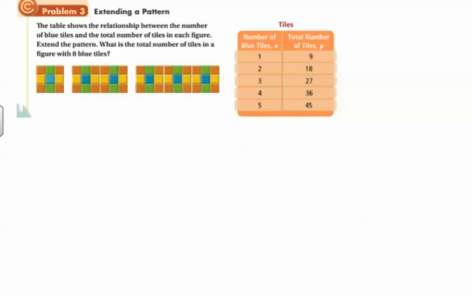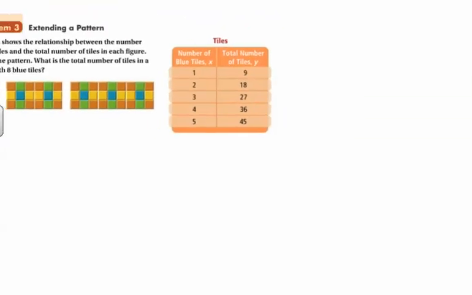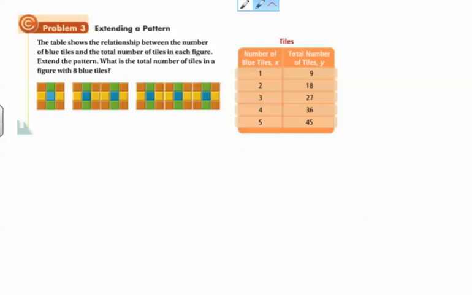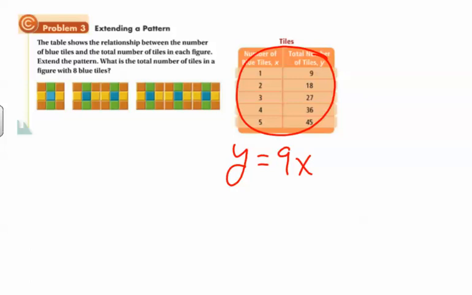But for me, I look at this table and I'm looking at this stuff. There is a pattern. How do I get y? What's the relationship between the x and the y? How does 1 become a 9? How does 2 become an 18? It looks like it becomes by doing 9 times x.